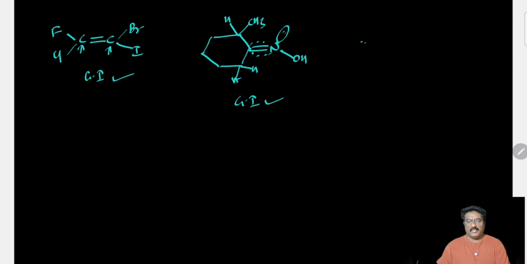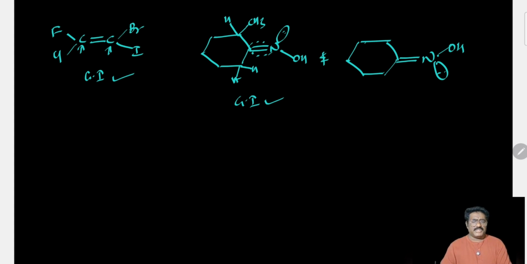Have a look at this: carbon double bond with OH and lone pair. These two are geometrical isomers. Yes, these two are geometrical isomers. It can show GI. Have a look at the next example.